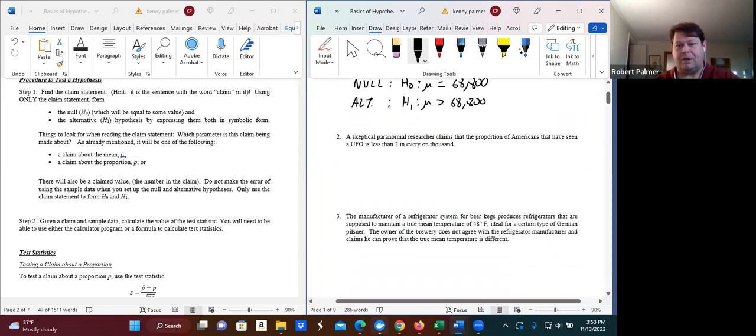Okay, next. A skeptical paranormal researcher claims the proportion of Americans that have seen a UFO is less than 2 in every 1. Oops, sorry, that's actually a typo. That's 2 in every 1,000. Hang on, let's see if I can fix that. So that should be 2 in every 1,000.